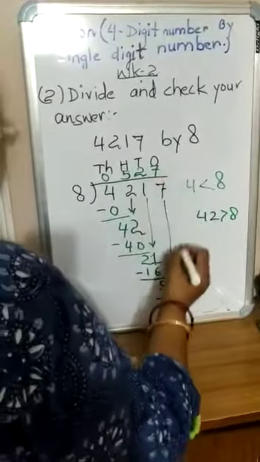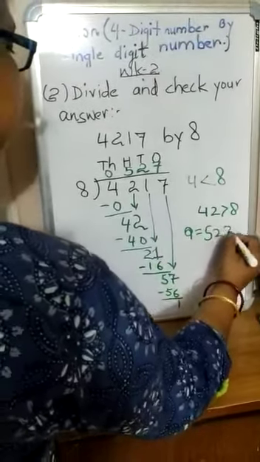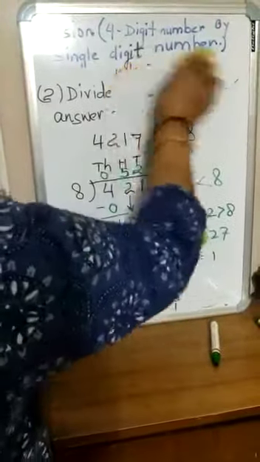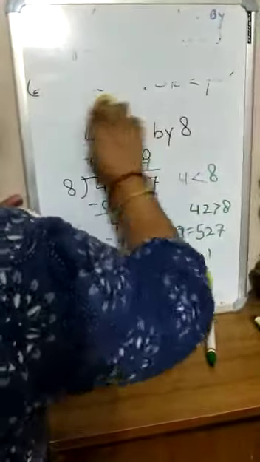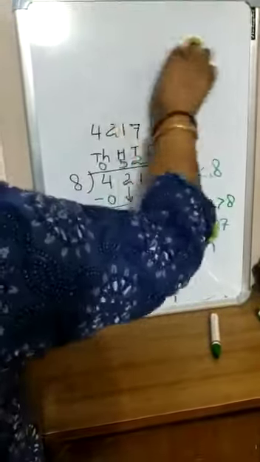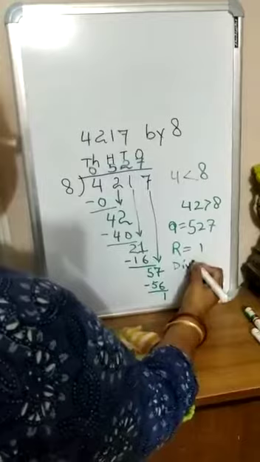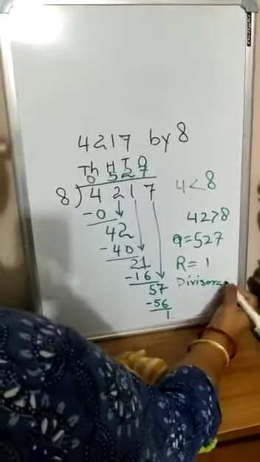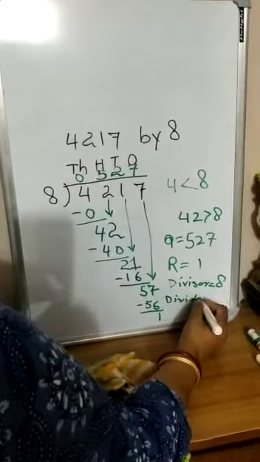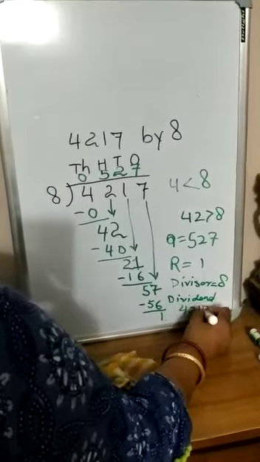So here, children, what is the quotient? Quotient is 527 and remainder is 1. Now here, children, all of you see how we will check this division. As you know, children, here the divisor is, what is the divisor? Divisor is 8 and dividend is, what is the dividend? Dividend is 4217. Now let's check it.